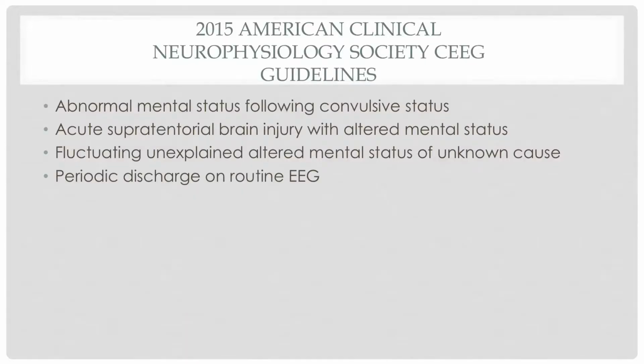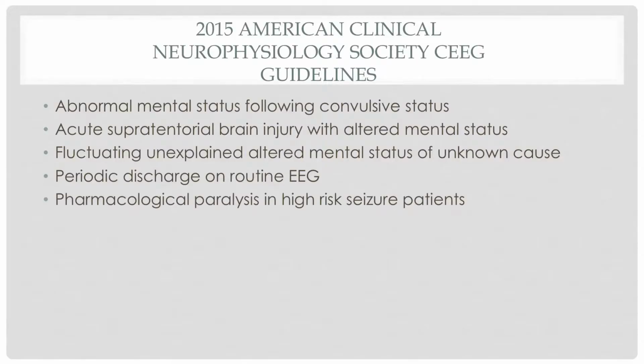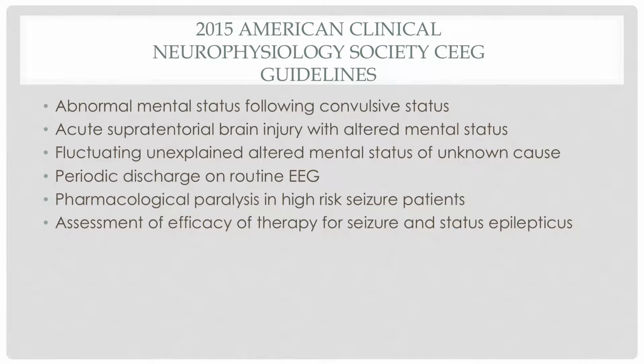When we order a routine EEG, we may see abnormal activity including periodic discharges. With such a finding, we need to get a prolonged study to determine if this pattern is going to evolve into an ictal pattern or seizure activities. We also use this in a patient with high risk of seizure who is on paralytics. And lastly, we use this to monitor response to anti-epileptic medications.